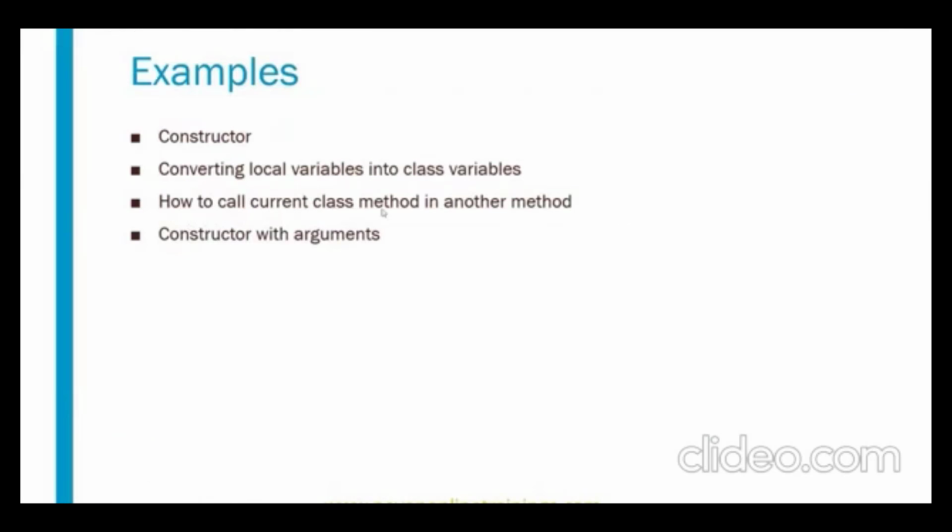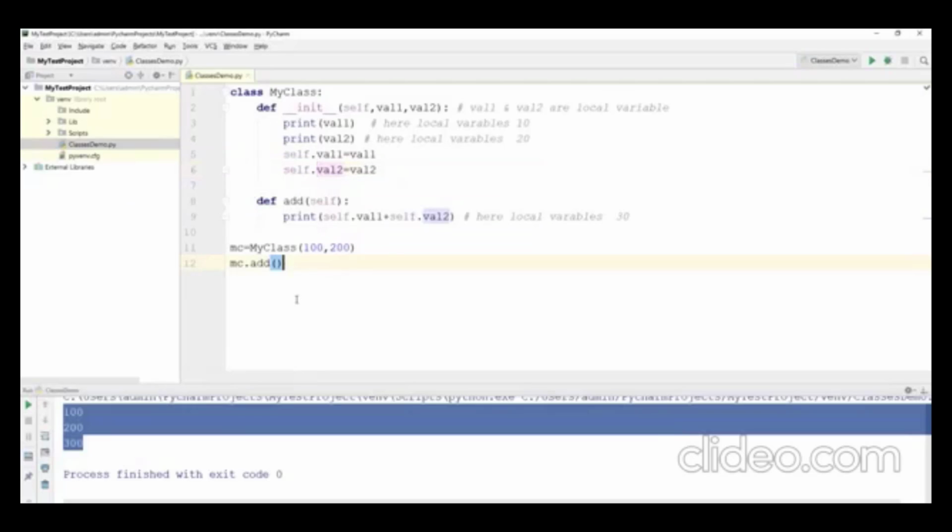So how to call a current class method? The first two scenarios we have already seen: how to create a basic constructor, and also how to convert local variables to class variables. And the next thing is how to call a current class method in another method. Let me show you one example here.